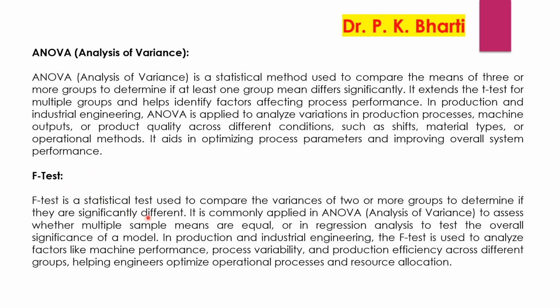F-test. It is a statistical test used to compare the variance of two or more groups to determine if they are significantly different. It is commonly applied in ANOVA to assess whether multiple sample means are equal, or in regression analysis to test the overall significance of a model. In production and industrial engineering, the F-test is used to analyze factors like machine performance, process variability, and production efficiency across different groups, helping engineers optimize operational processes and resource allocation.